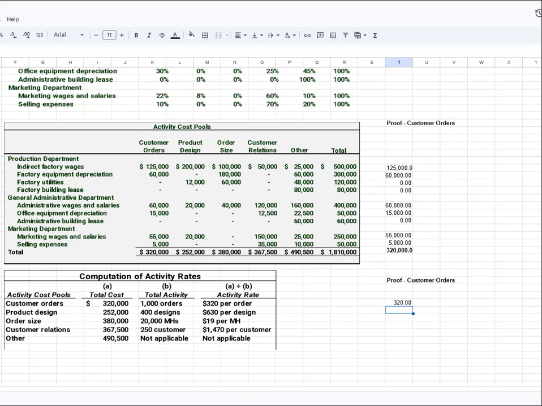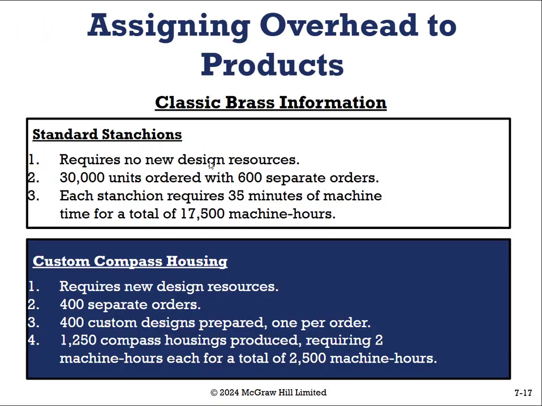All right. So now we have some information. We are going to be assigning that overhead to products. We have some more information from Classic Brass. We have some standard stanchions and some custom compass housing. Okay, we've got some stanchions and we've got some housing. They're going to tell us what activities come with each one of them, and we're going to allocate the cost accordingly.